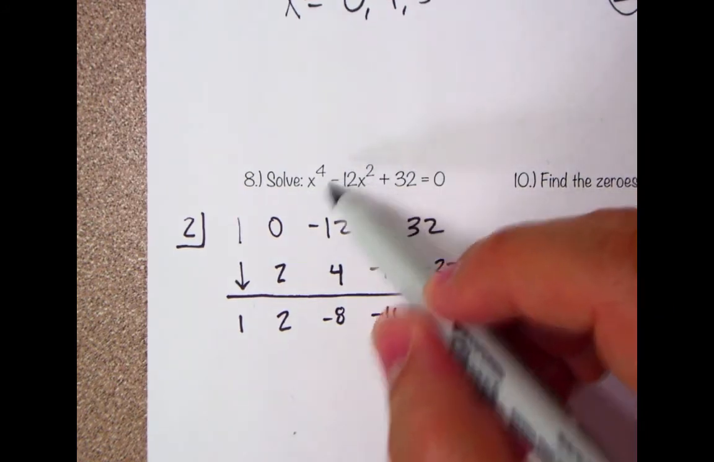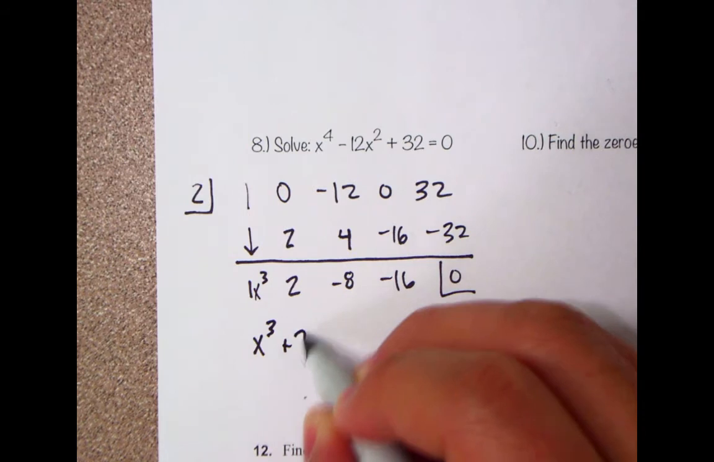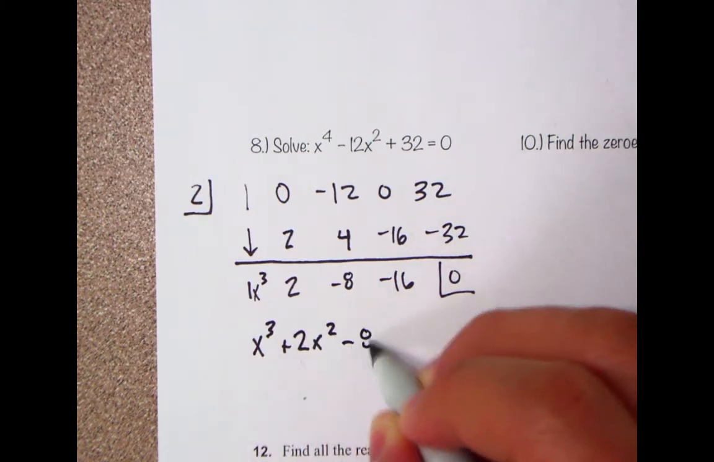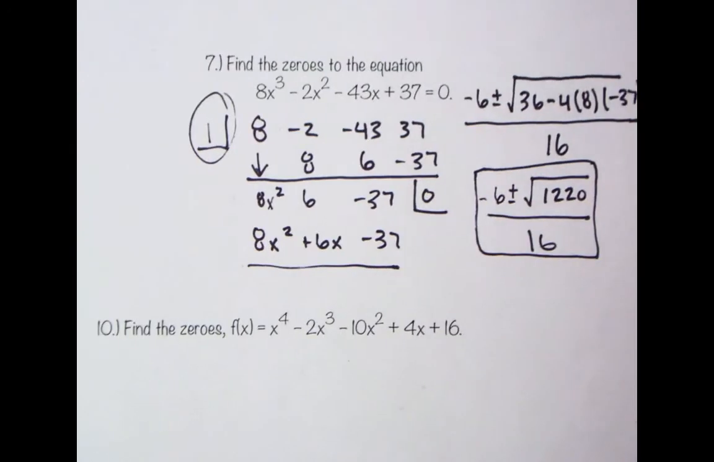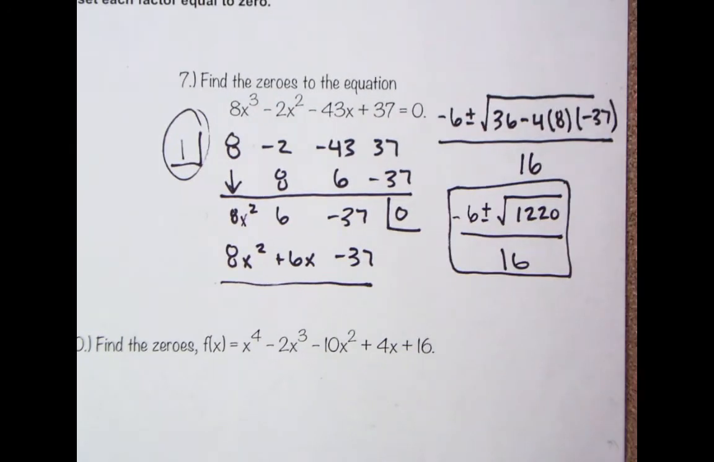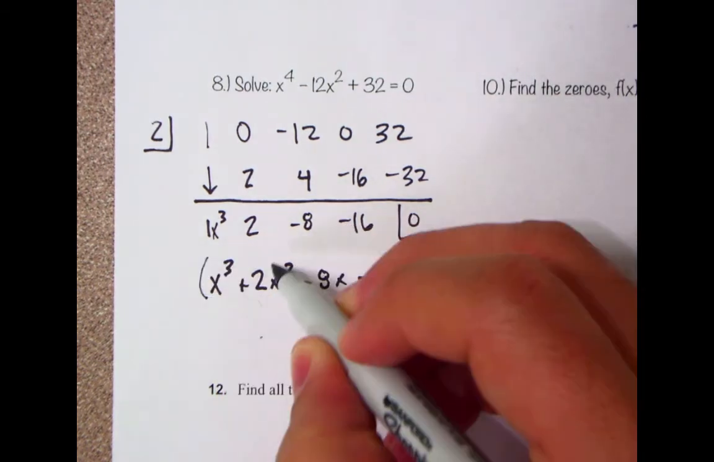Now, because this was an x to the fourth, this will drop to an x to the third. So I have x to the third plus 2x squared minus 8x minus 16. Here's the other thing that happens. When I did the previous problem, I got a quadratic, and therefore I used the quadratic formula to solve. This one, I actually get a cubic, and there's 4 terms. Can you guess which way you use to solve a cubic that has 4 terms? Well, if you guessed grouping, then you're right. Ding, ding, ding. You're going to use grouping to solve this.